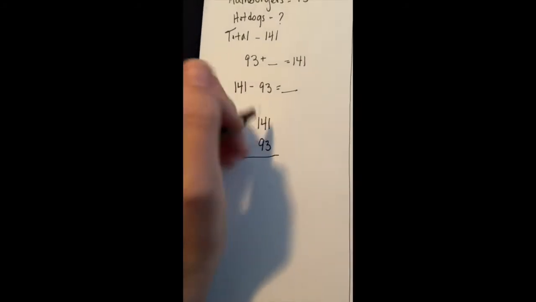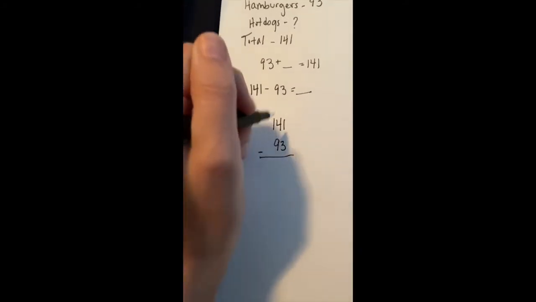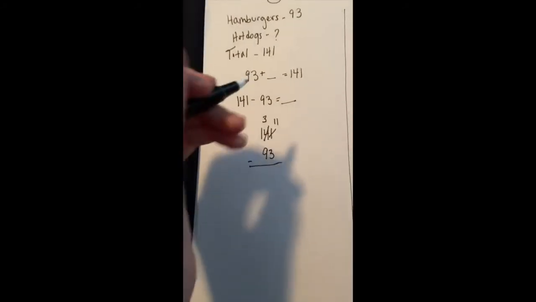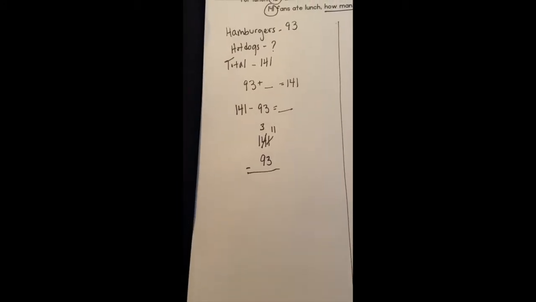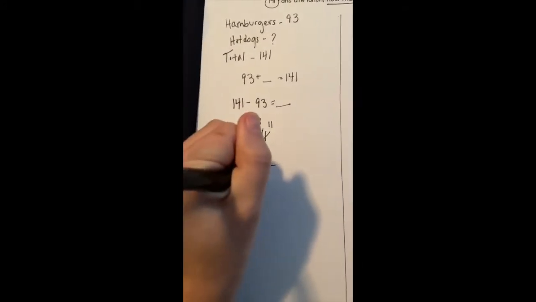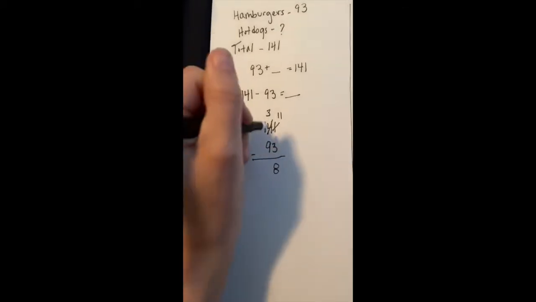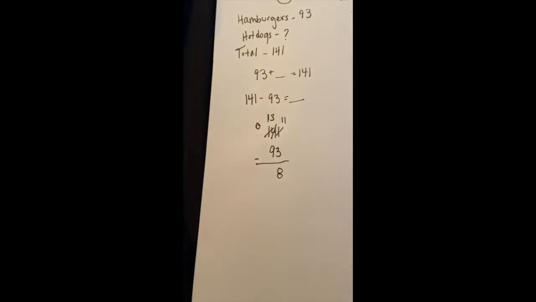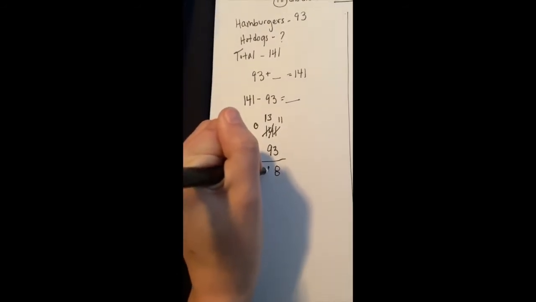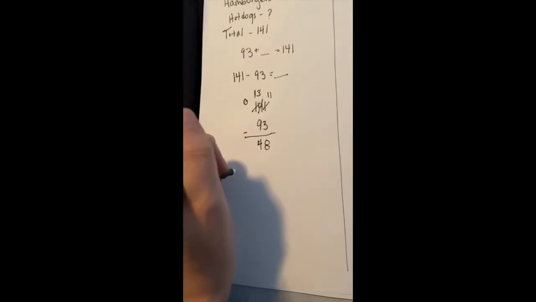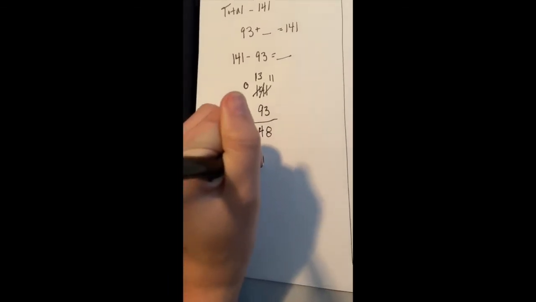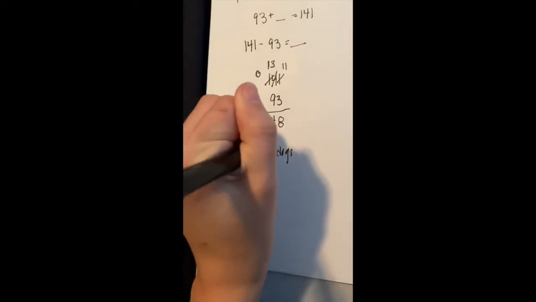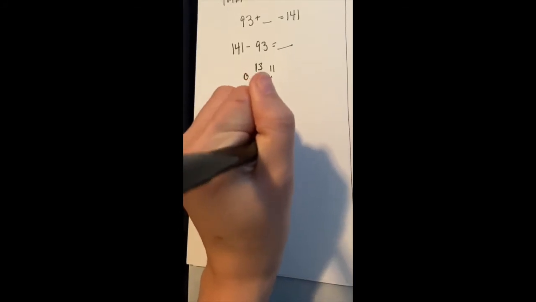All right, so let's see. Well, I can't do 1 minus 3, so I have to borrow from the 4. So the 4 becomes a 3, and this 1 over here becomes 11. So now I can do 11 minus 3, 8. Can't do 3 minus 9, so I have to borrow again. This becomes a 0. This becomes a 13. 13 minus 9, 4. So now I know that 48 people chose hot dogs. Okay, 48 people or fans chose hot dogs.